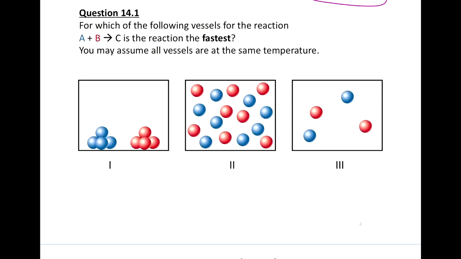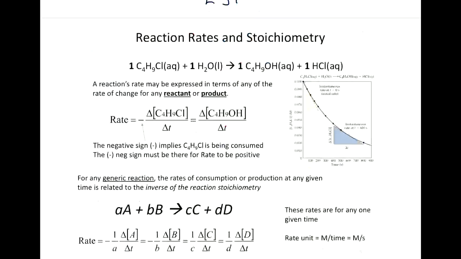So let's look at these pictures. Which one is the fastest, assuming they're all at the same temperature? Number 2, but for what reasons? They're all gases, but also the concentration is higher in those ones. All right, so for 2 reasons. Because this one, 3 is a gas, but the concentration's lower, less collisions. Collisions lead to reactions. Okay.